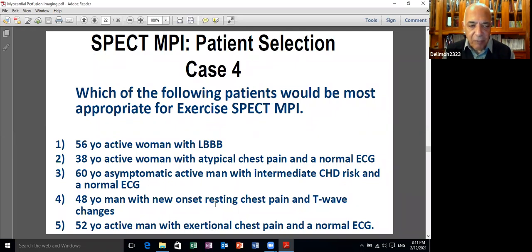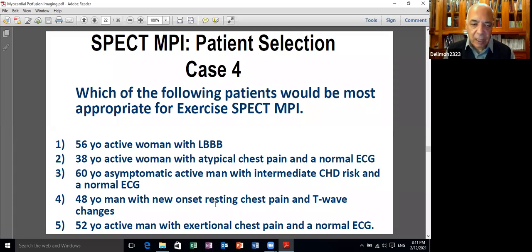This is a 48-year-old man with new onset rest chest pain and T-wave changes. This is unstable acute coronary syndrome. Again, we don't exercise acute coronary syndrome unless it gets stabilized. And for all practical reasons, most of these patients go to cardiac cath. They get catheterized, unless in the very few patients you are adopting an ischemia-driven strategy.